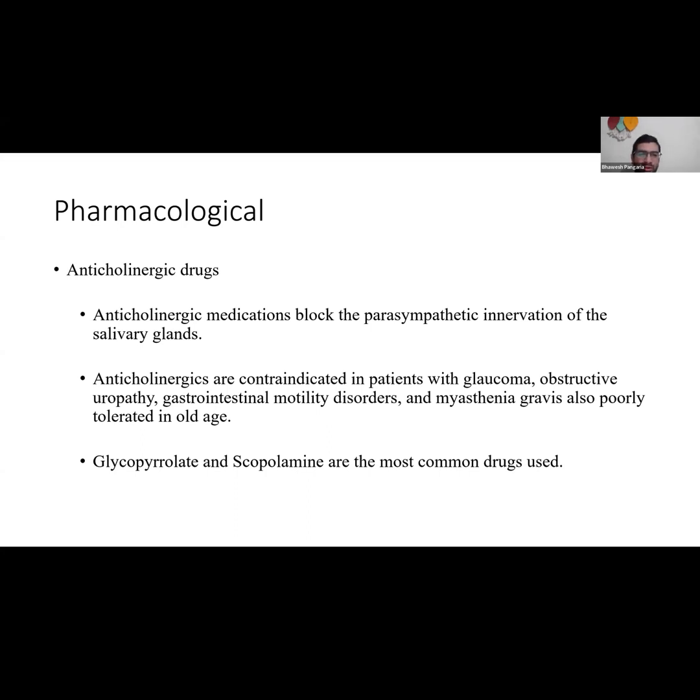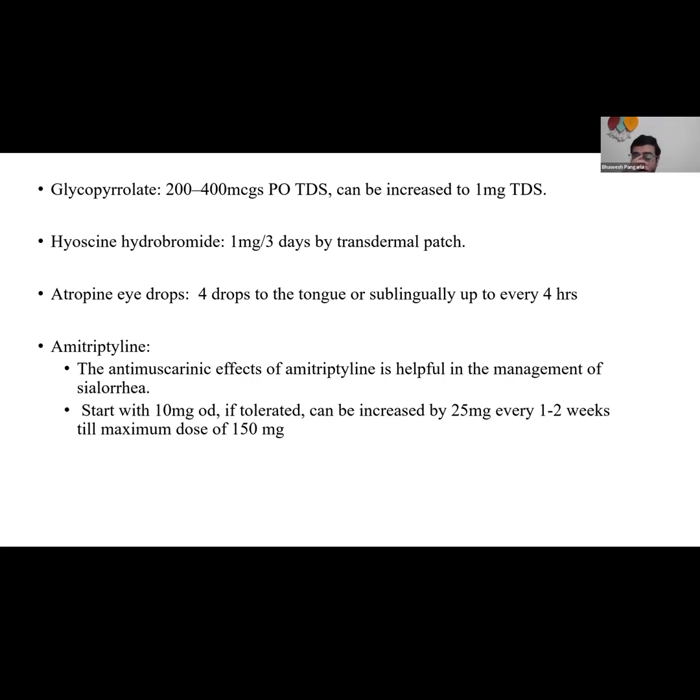The most common anticholinergic drugs which are used are glycopyrrolate and scopolamine. So, coming to the dosing of these drugs, glycopyrrolate can be started at a dose of 200 to 400 mcg orally TDS, and it can be increased up to 1 mg TDS.